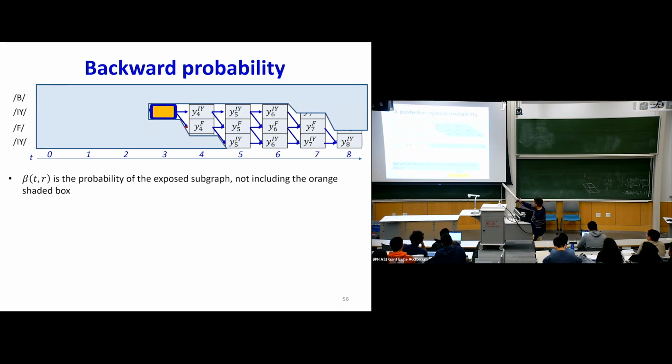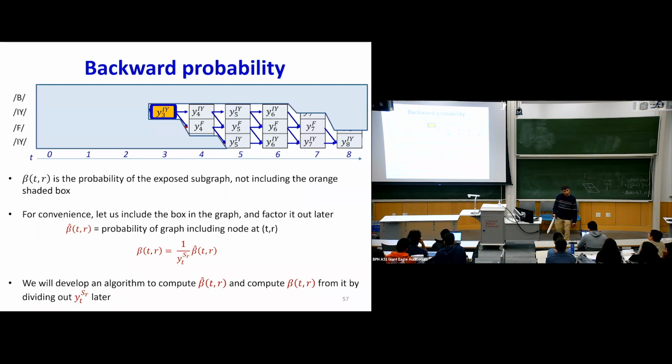Okay? So the probability of this blue subgraph is the probability of the entire graph that starts from the orange node. Correct? So this is the probability of the exposed subgraph, but not including the orange node itself. Correct? I'm going to include the orange node just for convenience sake. Once I include the orange node, I'm going to get the total probability of the subgraph including the orange node. But if I want to eliminate the orange node eventually, I just have to divide this guy by the probability of the orange node, and that gets eliminated. Right? Everyone with me? Right?